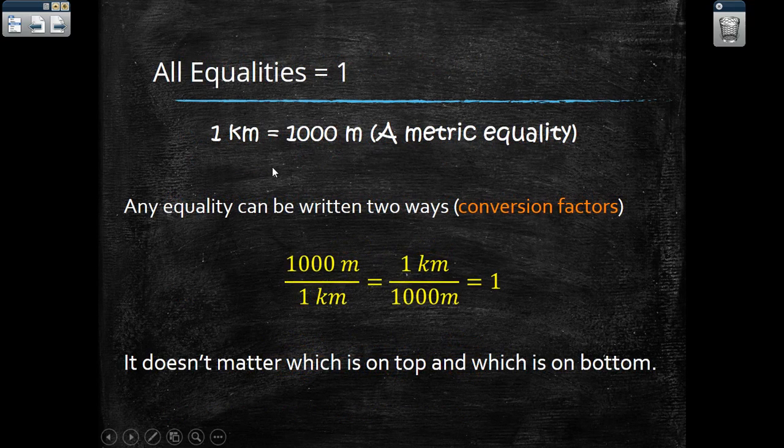All equalities are equal to 1. 1 kilometer is equal to 1,000 meters. We know those two are equal to each other. It doesn't matter which one I put on top. 1,000 meters over 1 kilometer, or 1 kilometer over 1,000 meters. It's still equal to 1.